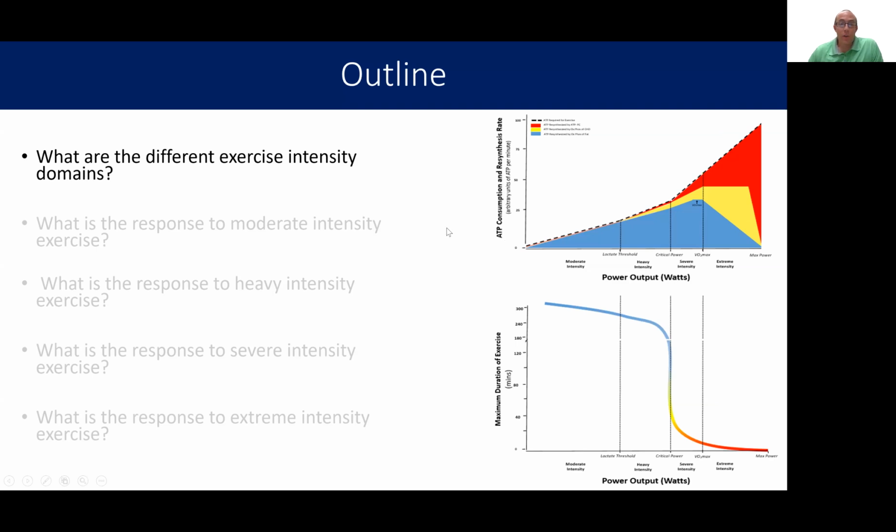First, let's talk about what the different intensity domains are, and then we'll go in and discuss the physiology of each of these intensities. You'll learn a lot about some key measurements that we make in the lab. For example, maximum power. We assess maximum power with a Wingate test. We assess VO2 max quite often on the bike, and critical power is another one that we assess a lot. You'll figure out what these things mean.